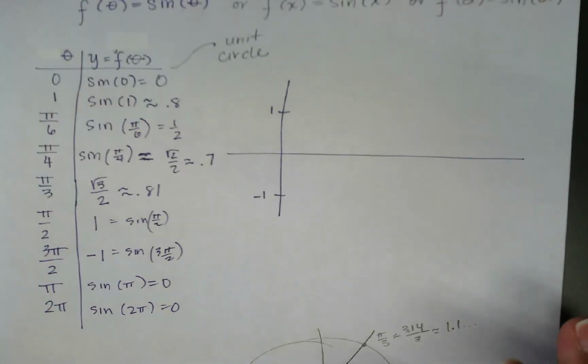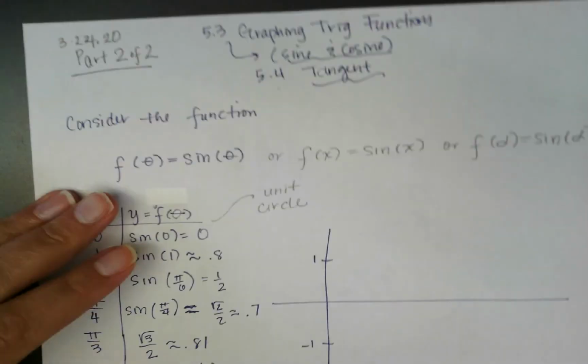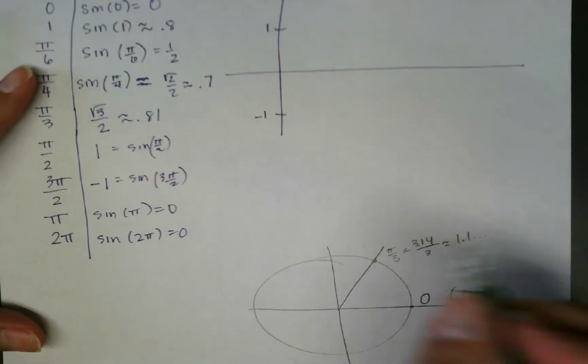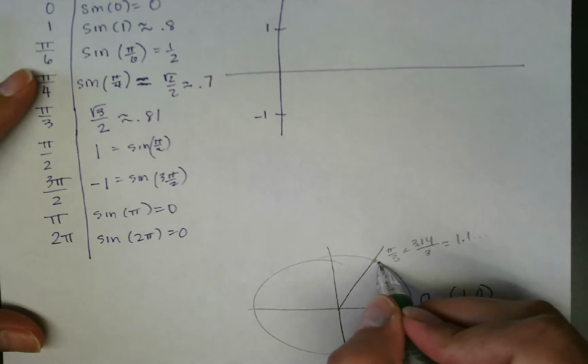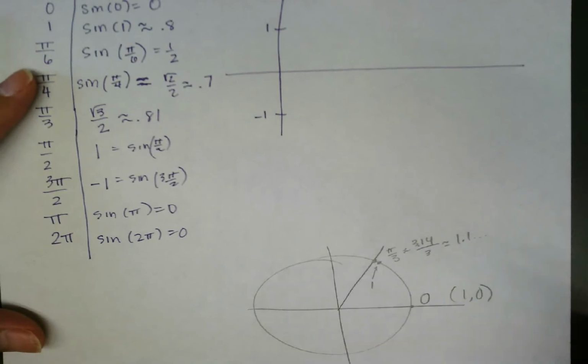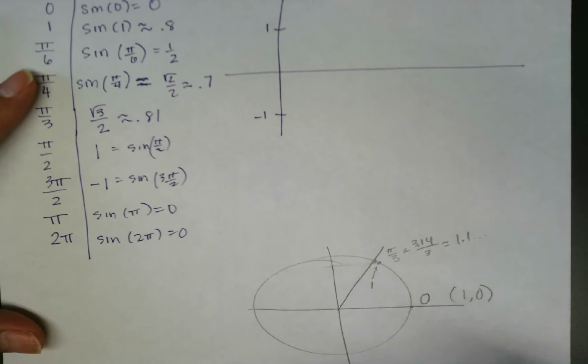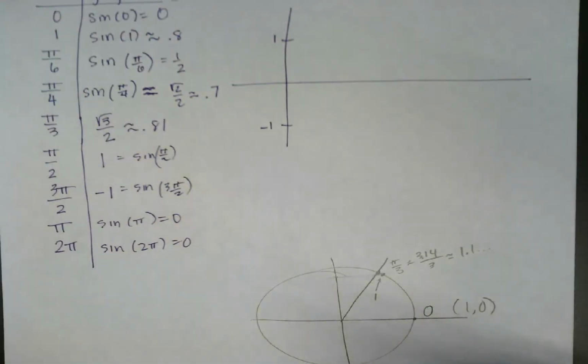We did that on the part 1 video. This is part 2 of 2. If I walk 1 mile, that's about this far. There's 1. That's an approximation. Sine of that is about, you go up about 0.8, so it's about 0.8.